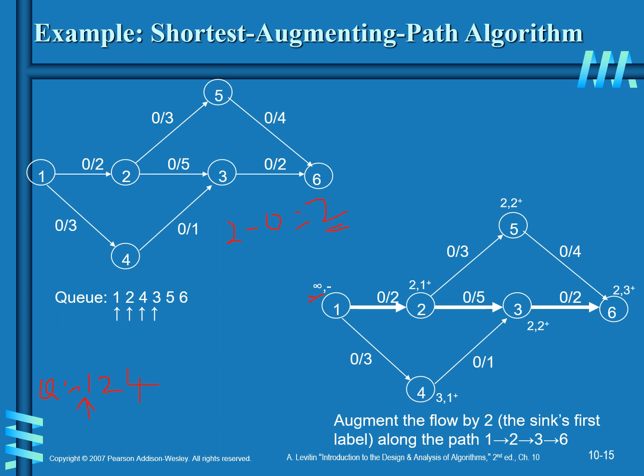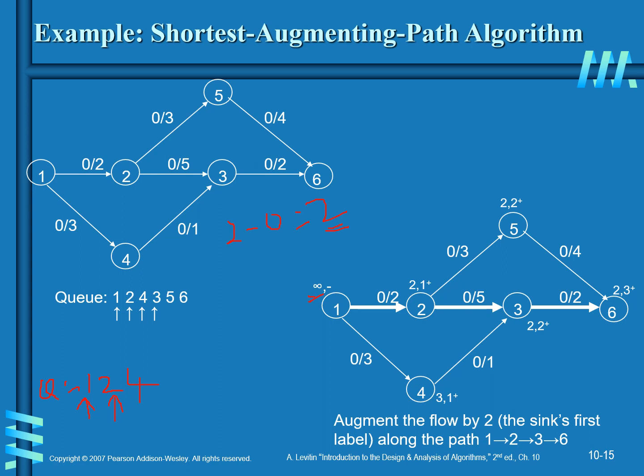So what is the next vertex in the Q? 2. So you remove 2 from Q. You have to start the labeling from the vertex 2. So there are two forward edges for 2. One is 2 to 5, another one is 2 to 3. Usually we go in chronological order. Either you can label 5 or you can label 3. Doesn't matter. So first we label 3.